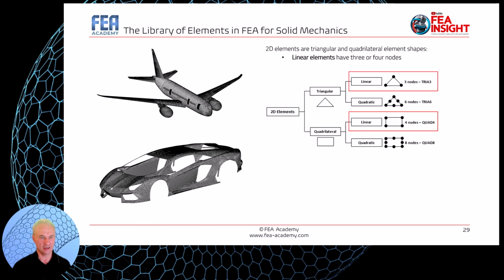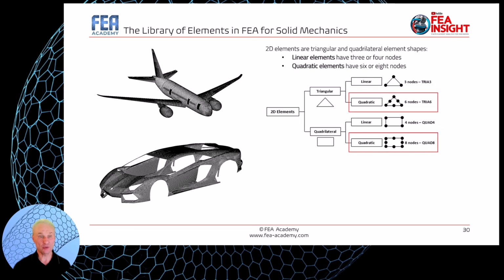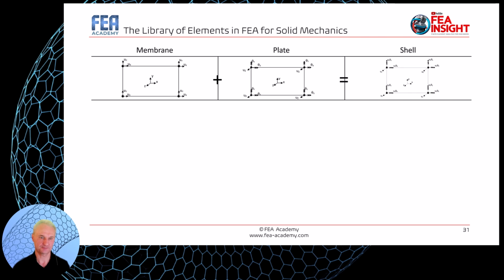So the 2D elements are triangular and quadrilateral element shapes. They are linear elements having 3 or 4 nodes. But we have also the quadratic elements, and they have 6 or 8 nodes, because they have mid-side nodes at the edges. If you want to know more about those quadratic elements, this is covered in the lectures about the library of elements in detail in the practical basic FEA course of FEA Academy.